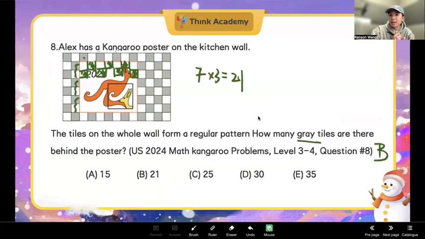At the same time, they will also test your analytical ability to see if you can take this shortcut to realize that every 2 rows, you repeat this pattern. So you can just directly find out how many grays are inside 2 rows, and then you multiply by how many sets are here. So this is how we solve this question.